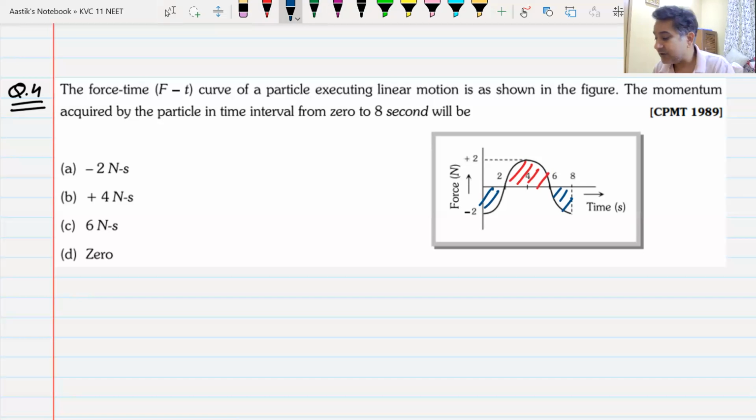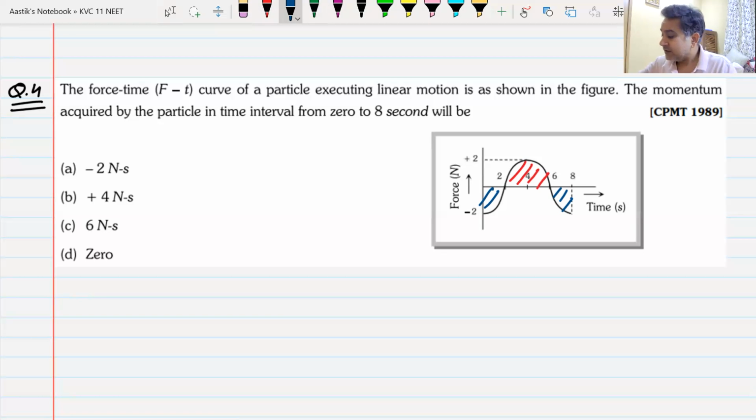Now this is a sine curve. It's very difficult for you as medical students to find out the area of this graph. They are not asking you the area of this graph. Probably they're just asking you the logic.